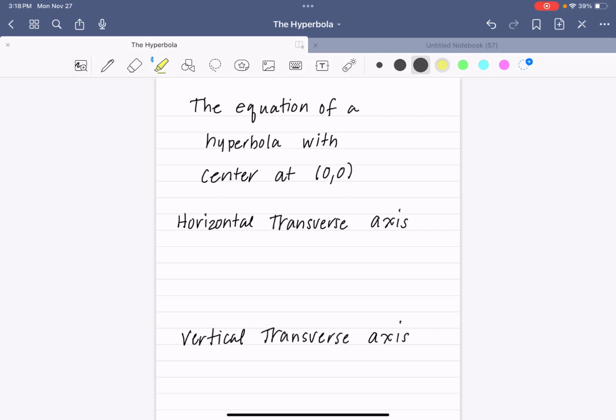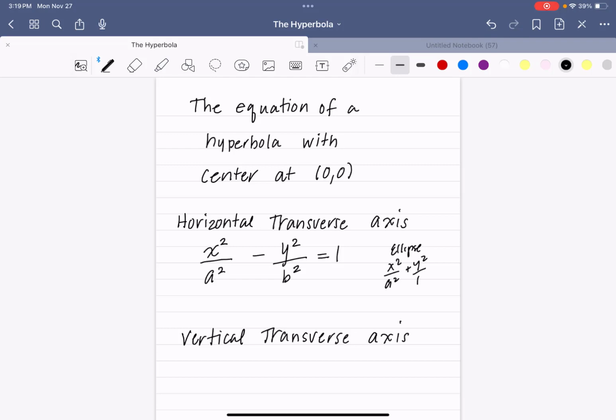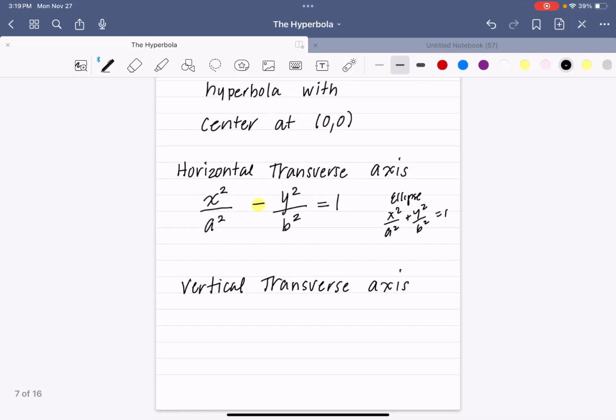Okay, so here is what the equation of a hyperbola is going to look like. If the horizontal axis is the transverse axis, that means the x-axis is the transverse axis, it's going to be x squared over a squared minus y squared over b squared equals 1. Now that's similar to the ellipse. Remember, ellipse is x squared over a squared plus y squared over b squared equals 1. So the only difference is there's going to be a minus in your hyperbola.